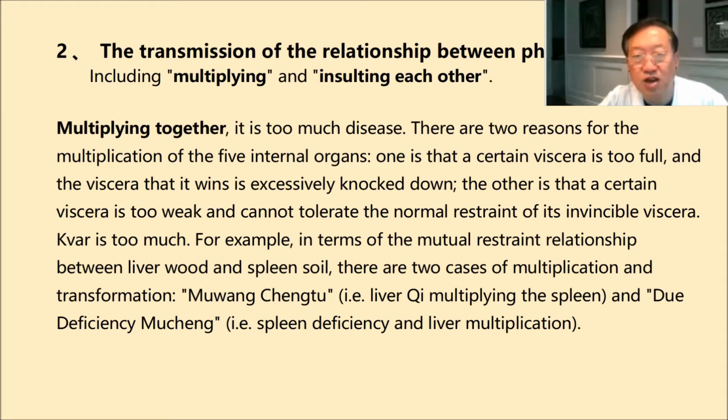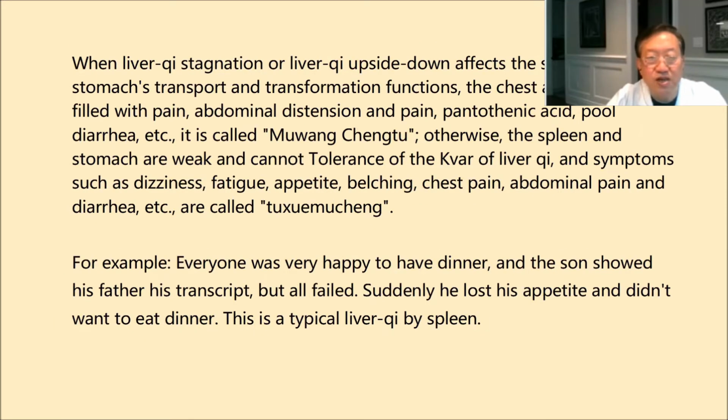For example, in terms of the mutual restraint relationship between liver wood and spleen soil, there are two cases of multiplication and transformation. Wood multiplying soil, i.e. liver qi multiplying the spleen, is due to deficiency of the spleen. When liver qi stagnation or liver qi rebellion affects the spleen and stomach's transport and transformation functions, the chest and flanks are filled with pain, abdominal distension and pain, acid regurgitation, diarrhea, etc. This is called wood multiplying soil.